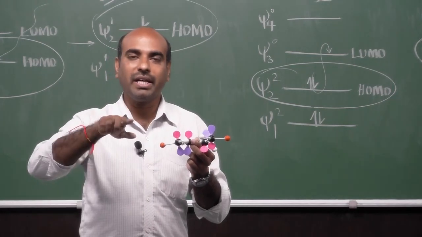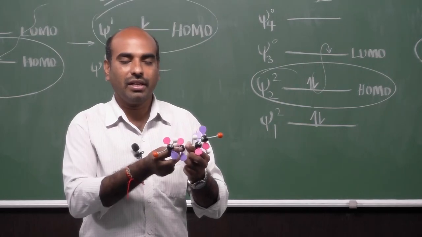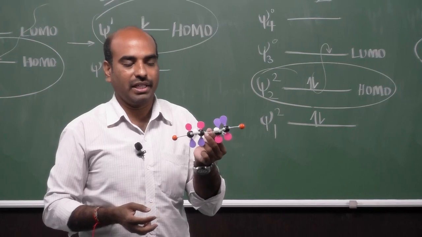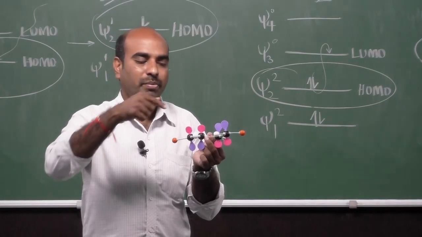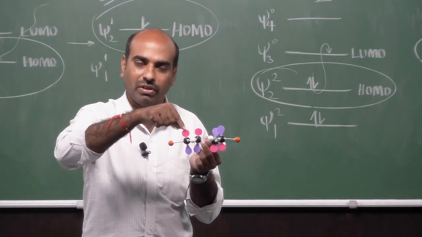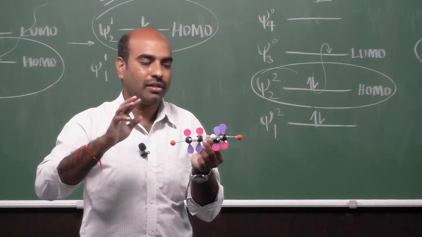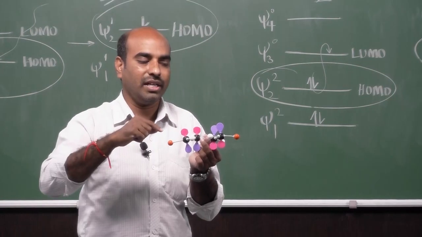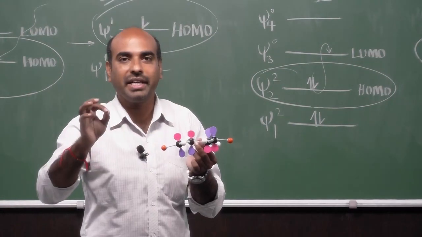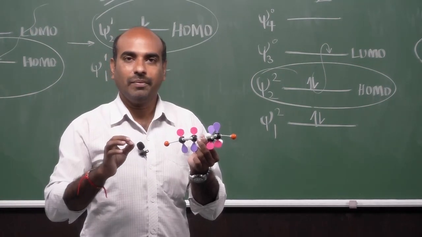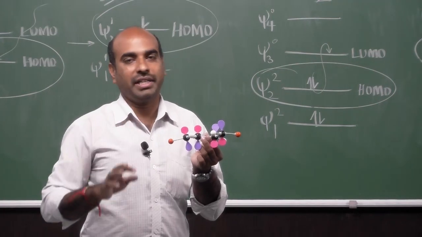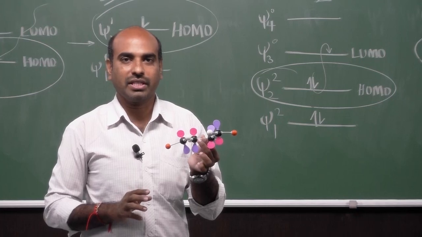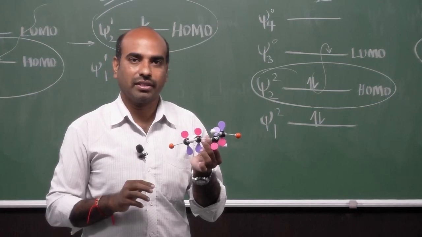So rotate it by 180 degrees. I am turning it by 180 degrees. What happened? Previously here a negative wave function was there, it is there, and previously here a positive wave function lobe is there, it is there, right? So you are getting identical on rotation by 180 degrees. Therefore, it is having a C2 axis of symmetry, right?